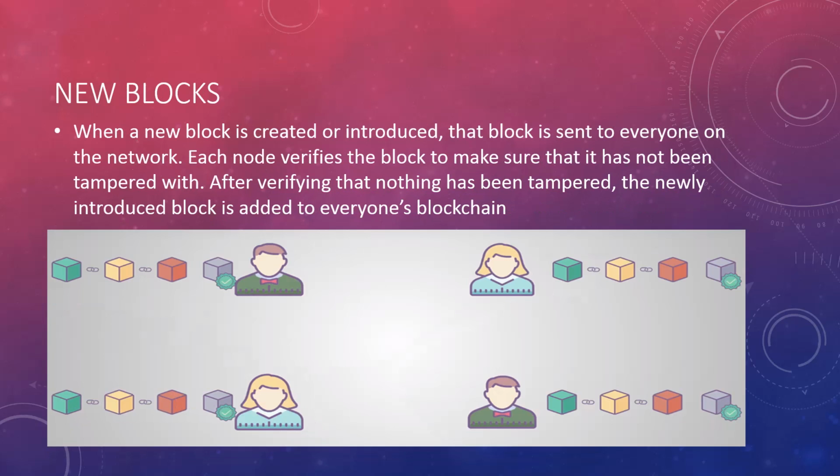New blocks. When a new block is created or introduced, that block is sent to everyone on the network. Each node verifies the block to make sure that it has not been tampered with. After verifying that nothing has been tampered with, the newly introduced block is added to everyone's blockchain.